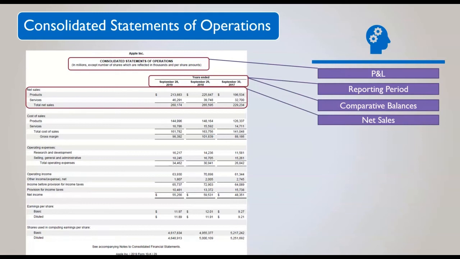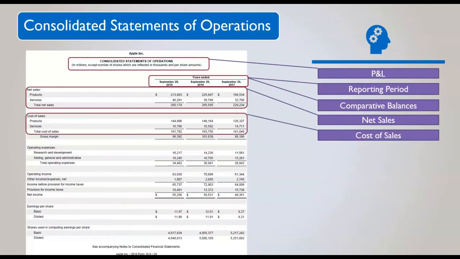This part of the P&L, we see net sales. This includes the breakout between sales from Apple's products, such as its hardware division and its services division. The next section we see is the cost of sales section. This includes the costs associated to make the sales on those products and services. For example, the cost of goods or services sold.